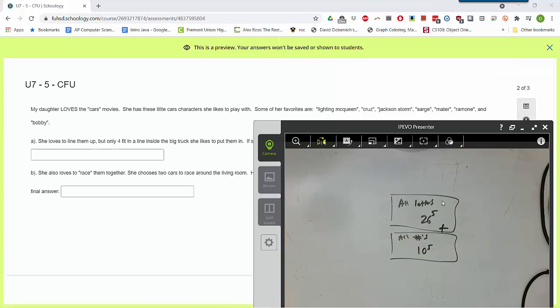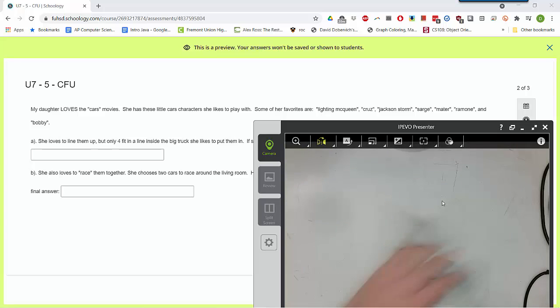Okay, this is a true story. My daughter really does love those Cars movies. Not number 2, just number 1 and 3. I think that's generally acknowledged as being the correct opinion to have.